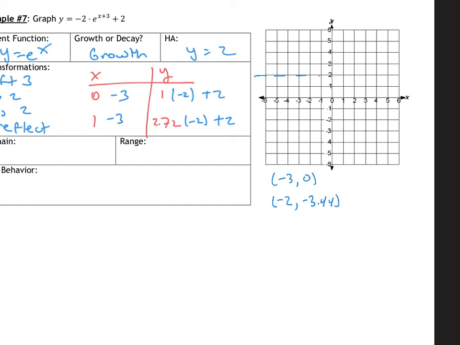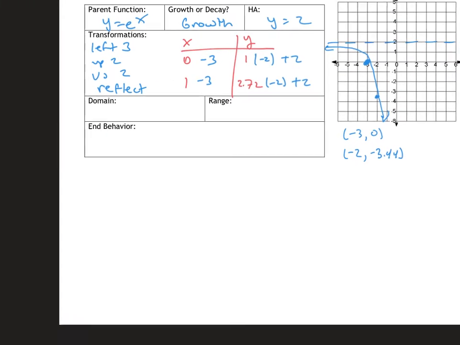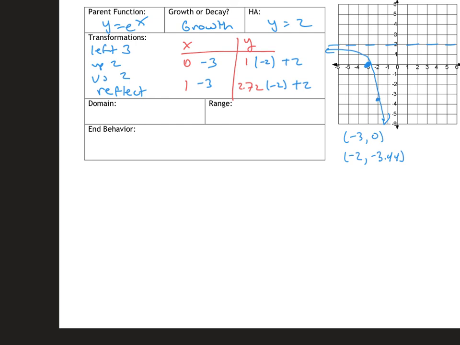So y equals 2. This one's a reflection, so it's going to go down this time. So (-3, 0), (-2, -3.4)-ish. And we're good to go. You can always type it in the calculator if you need help, or Desmos, you can get a sketch so it looks the same. So all real numbers. Range, it goes down forever and then up to 2. And then as x approaches negative infinity, my graph's getting closer and closer to the asymptote. And then as x approaches positive infinity, so it goes to the right, it's going down.